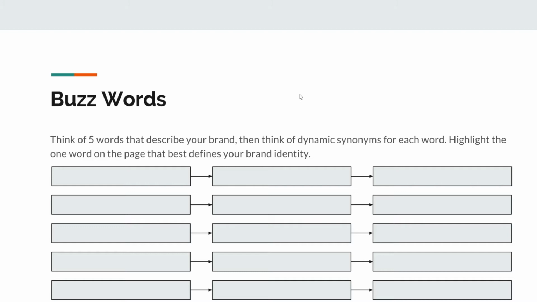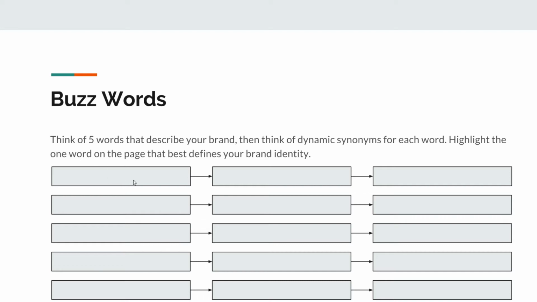Buzzwords are really important to nail down for your brand identity, because these will help you whenever you're writing advertisements. These will help you when you're writing press releases. These will help you when you're trying to come up with content for your website. Buzzwords are really, really important. So what I want you to do is think of 5 words that describe your brand. These can be completely abstract words, just as long as they apply to the brand identity as it exists in your mind. Right? Come up with buzzwords.